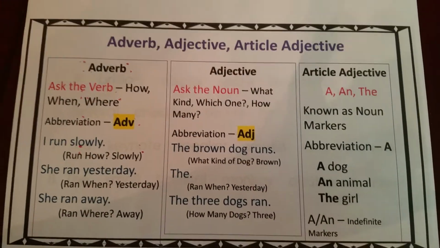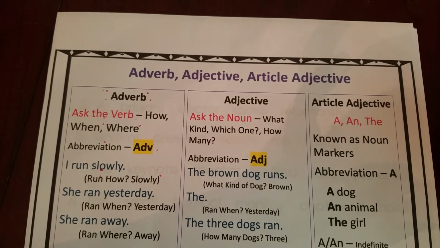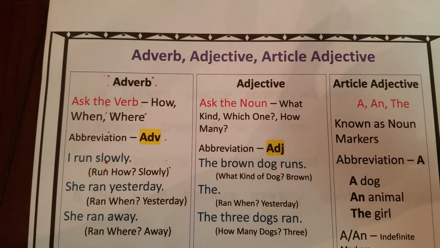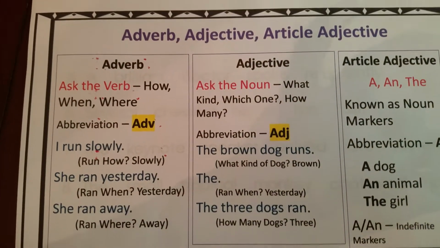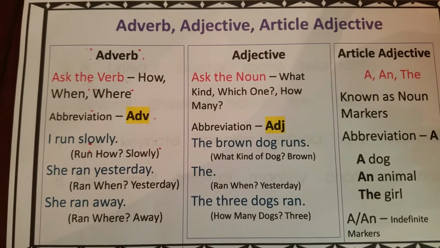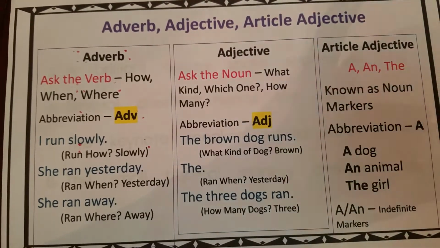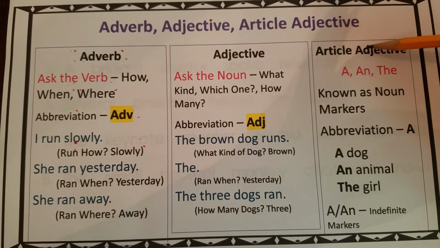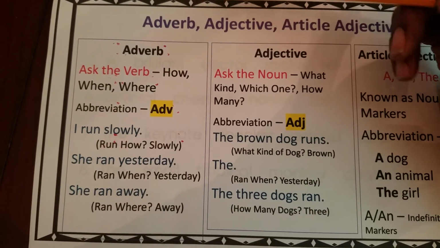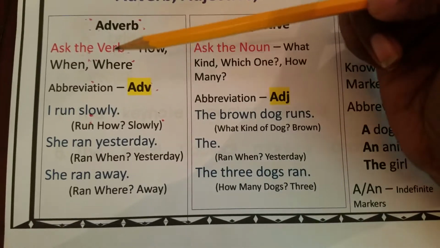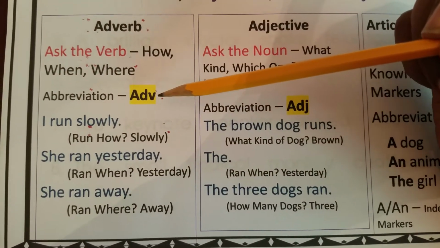We have discussed this in class, or will discuss this in class. But to find the adverb, you have to ask the verb in the sentence how, when, or where. And we have a jingle. We have an adverb jingle, we have an adjective jingle, and we have an article adjective jingle. So for adverb, you're going to ask the verb how, when, and where. Remember that abbreviation is ADV.